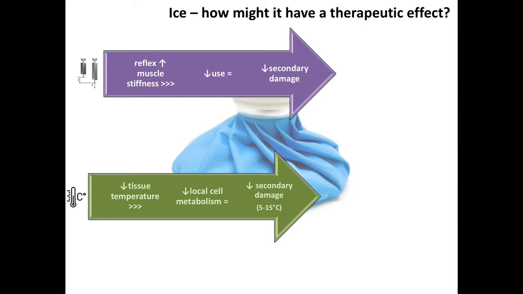The other one is a decrease in tissue temperature. Obviously, this is the most obvious one people say. We're going to reduce metabolism around the area, and that's going to reduce or limit the severity of that inflammation. Again, we're going to have a nice house party, not a really raucous one. It needs to be about 5 to 15 degrees at the site of the injury. So whether this actually happens at a deep tissue level is yet to be proven and doesn't look like it would happen.